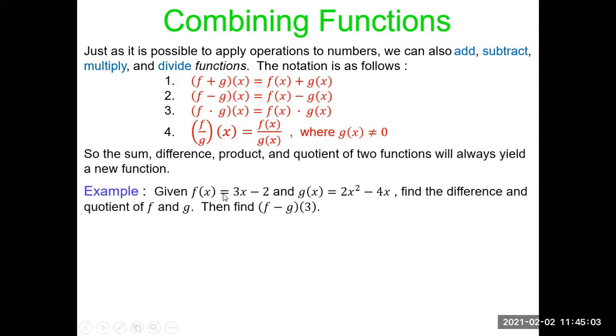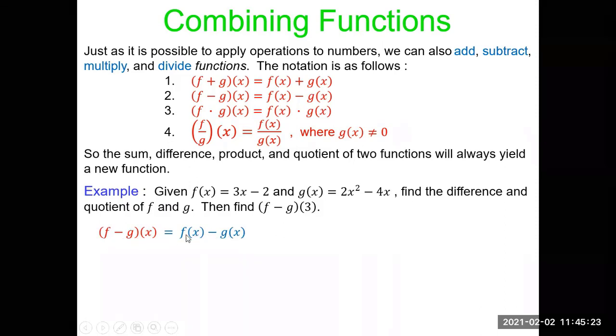If we're given f of x is equal to 3x minus 2, and g of x is equal to 2x squared minus 4x, how can we find the difference and the quotient of f and g? So let's start with the fact that we're trying to find f minus g of x.